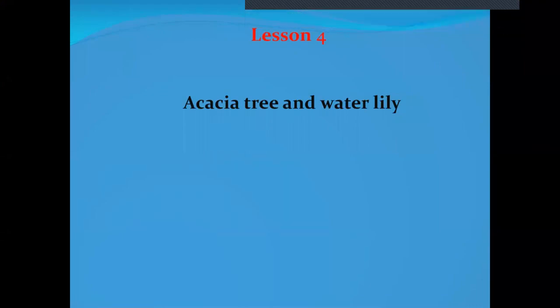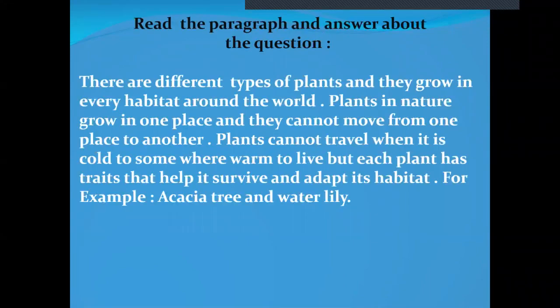Today we will start with lesson 4 in chapter 1, Acacia Tree and Water Lily. I will read this passage, or this paragraph, and you will answer the question.